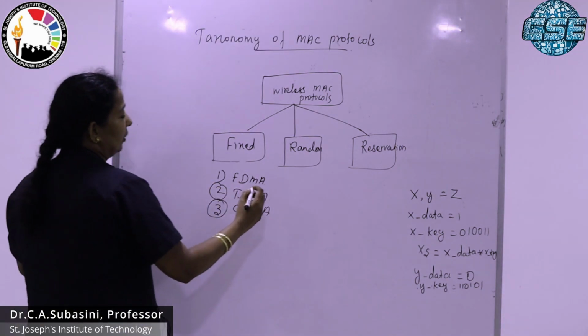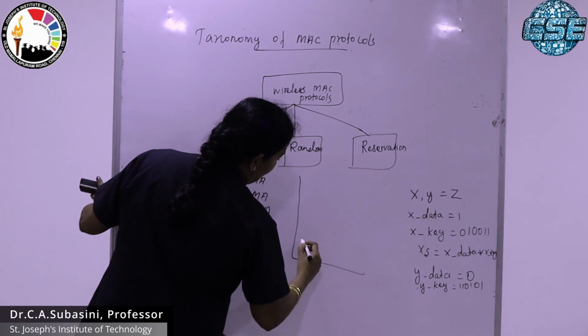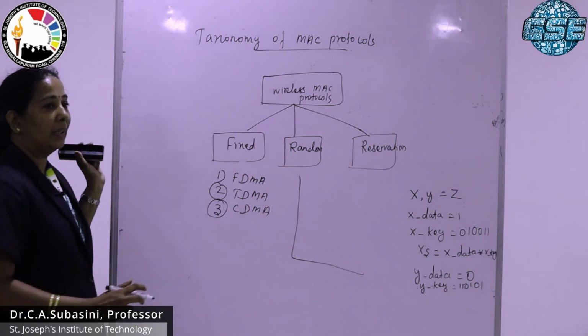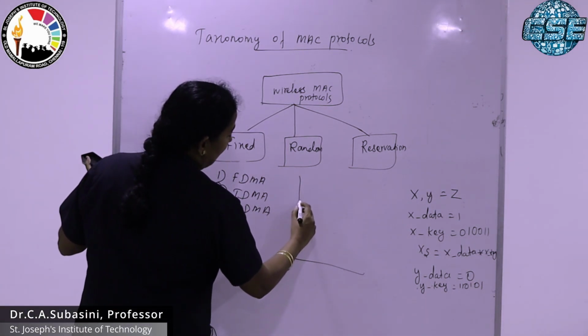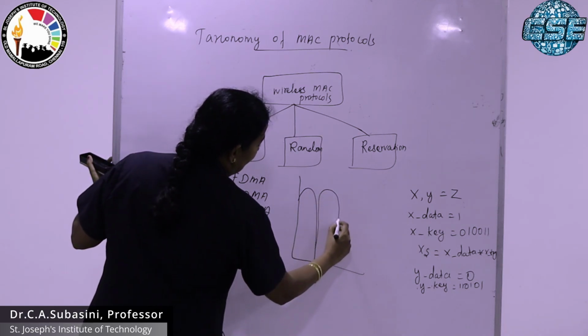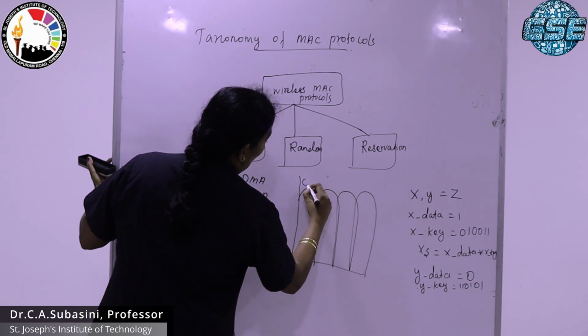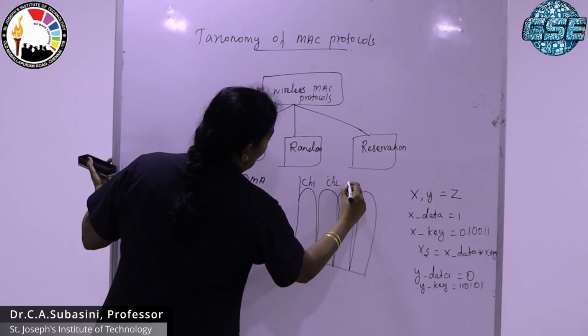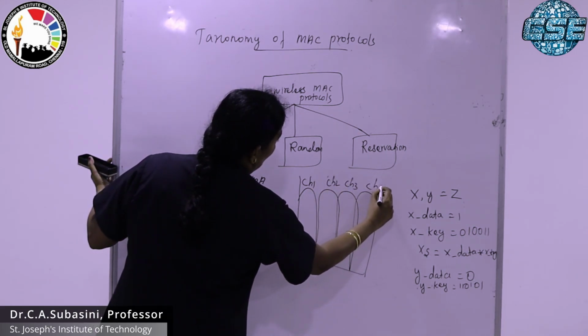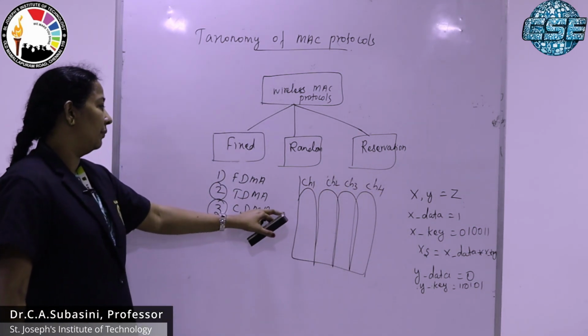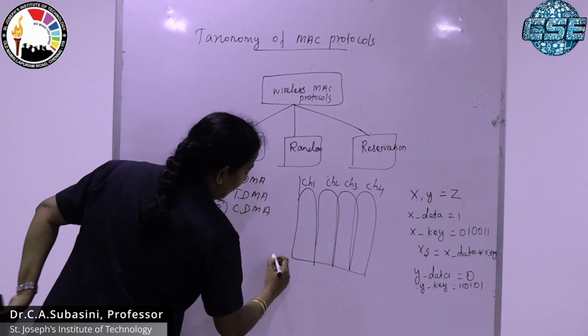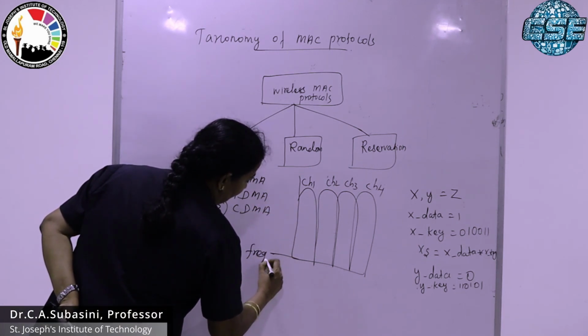First we have frequency division multiple access. In frequency division multiple access, the available frequency is assigned in different frequency bands, CH1, then CH2, CH3 and CH4. This is on frequency.